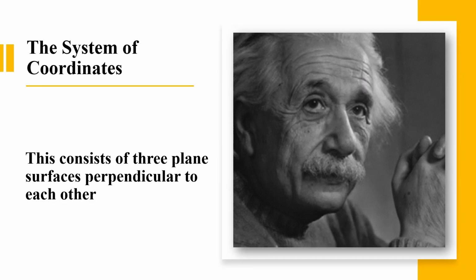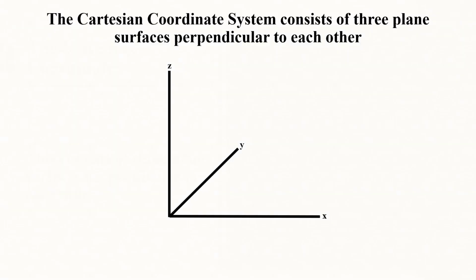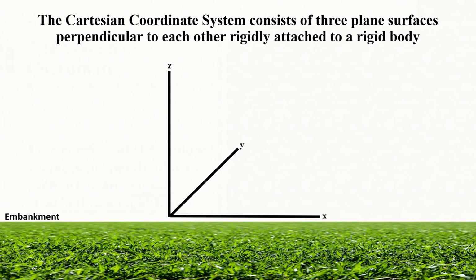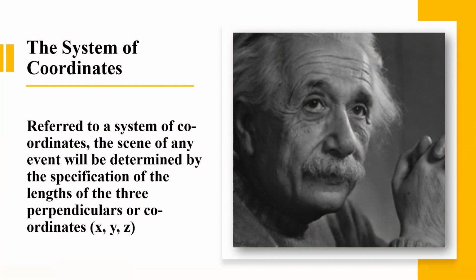The Cartesian system consists of three plane surfaces perpendicular to each other, such as the three surfaces shown here. Each surface forms an axis traditionally labelled x, y and z. The three axes intersect at the point called the origin. Einstein emphatically adds that the three plane surfaces must be rigidly attached to a rigid body. As an example of a rigid body to which the surfaces are attached, we select a railway embankment. This is a relevant example as Einstein uses it often throughout his book.